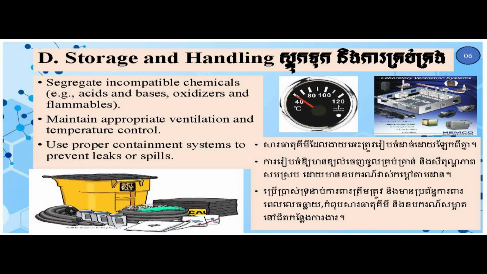Segregate incompatible chemicals, e.g. acids and bases, oxidizers and flammables. Maintain appropriate ventilation and temperature control. Use proper containment systems to prevent leaks or spills.